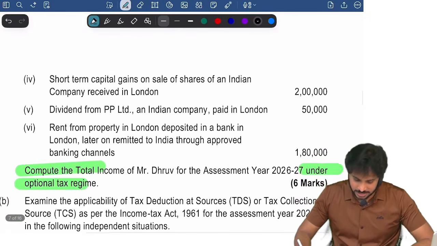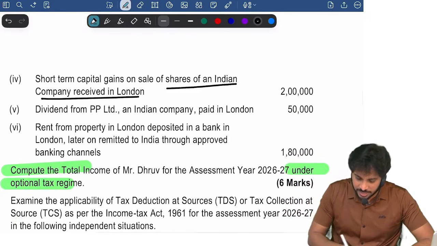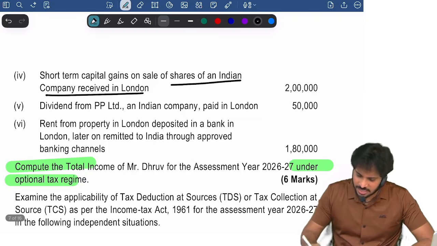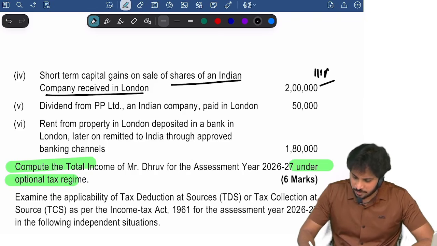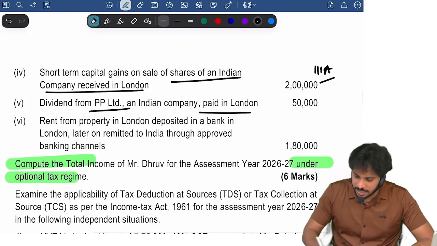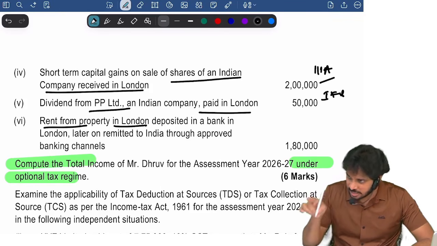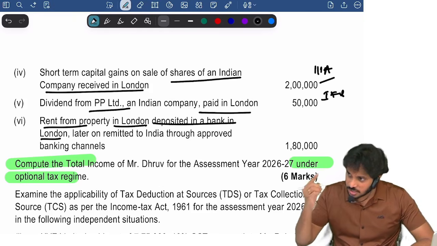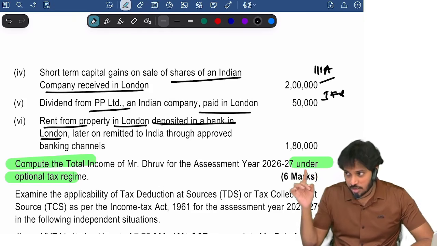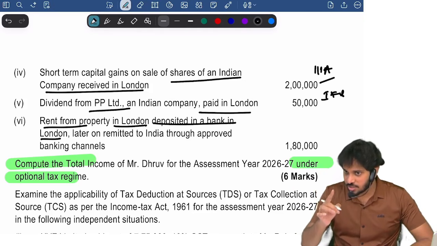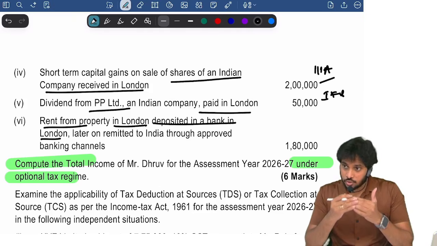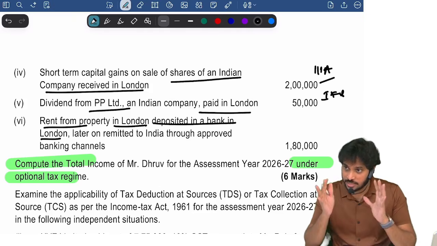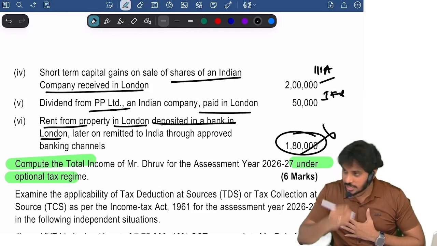Correct? Next, short-term capital gain on sale of Indian shares, Indian shares directly. Therefore, STCG 111A taxable in India. Dividend from Indian company taxable in IFOS. Rent from property in London, deposited in a bank in London. Source is outside, receipt is outside. He is just an RNOR. Deemed resident is an RNOR. Yes or no? He is not ROR. For RNOR, Indian income, source in India or receipt in India, only then it is taxable. Here both are outside, not at all taxable.